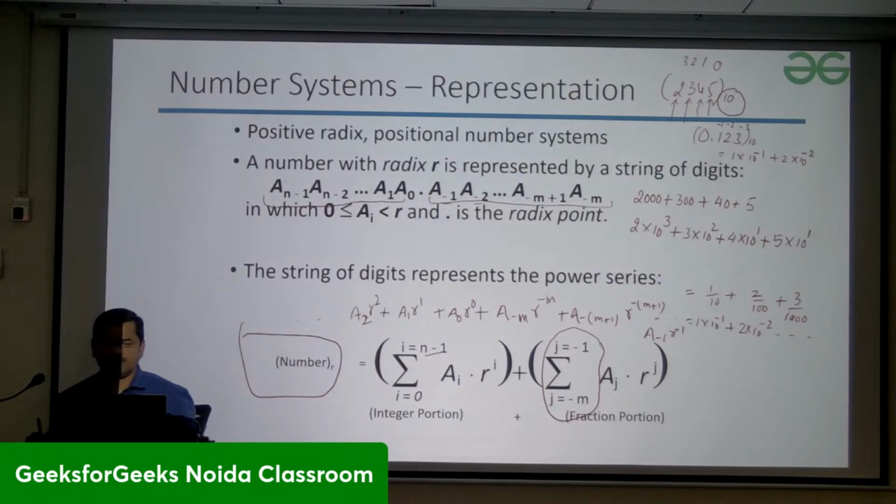Okay, similarly we can go for binary also. Let's say we have a binary number 1110.1010. So I can simply represent it as 1 into 2 to the power 3, plus 1 into 2 to the power 2, plus 1 into 2 to the power 1, plus 0 into 2 to the power 0, plus 1 into 2 to the power -1, plus 0 into 2 to the power -2, plus 1 into 2 to the power -3, plus 0 into 2 to the power -4.